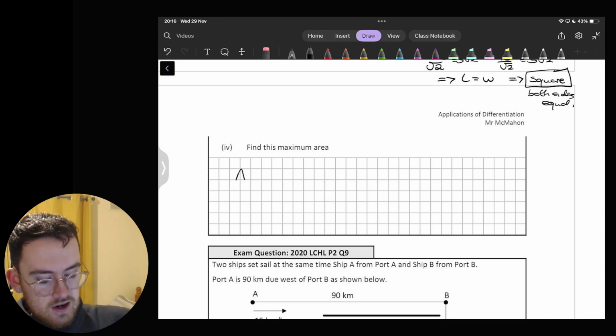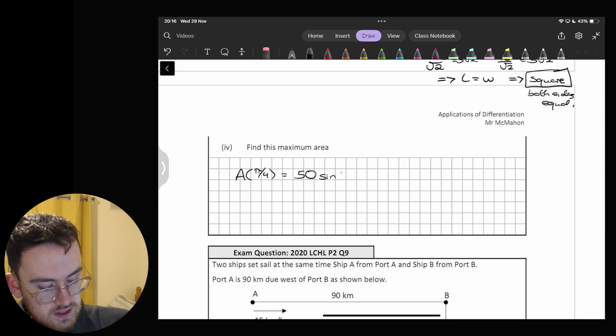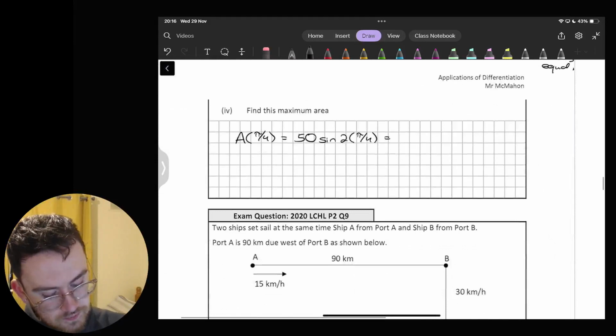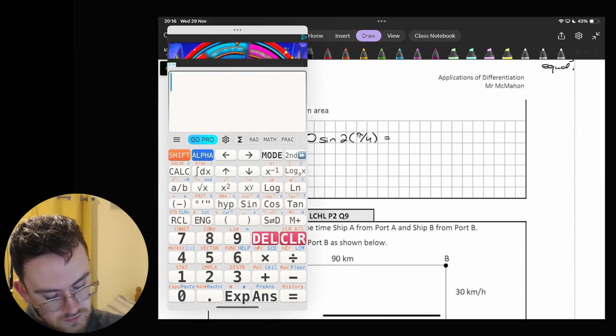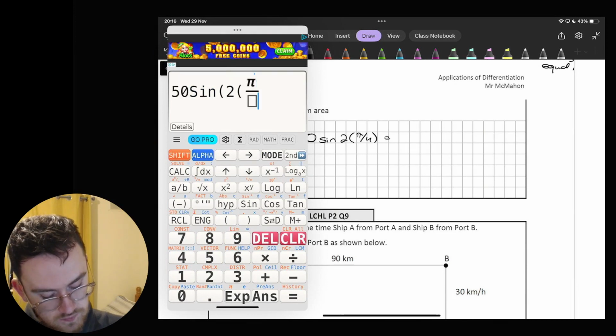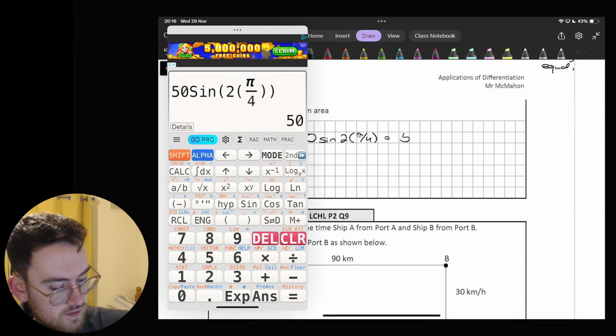To find this maximum area, we sub that value of pi over 4 back into my area formula, which we know was 50 sine 2 theta, theta here being pi over 4. Just double check we have that correct. We do. So 50 times sine of 2 times pi over 4, and that gives me an answer of 50.